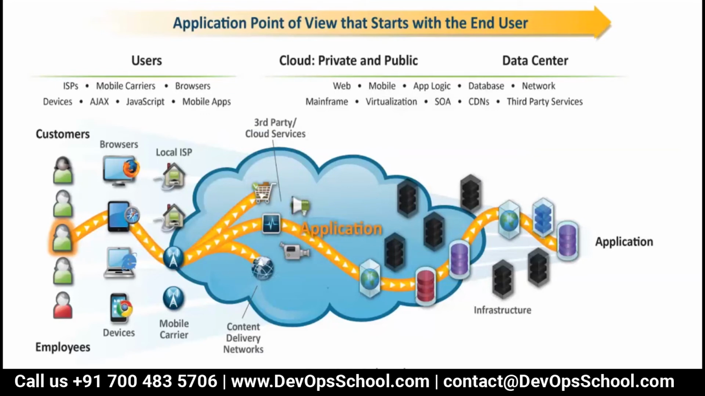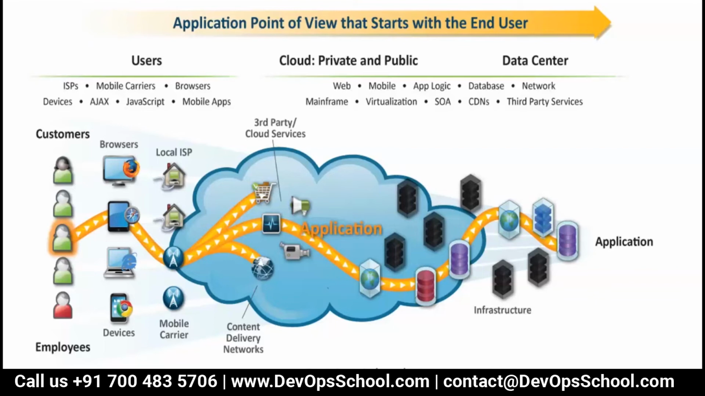So see that the request is coming from different users, maybe using different devices, different browsers, different ISPs. Then they hit different CDNs, different cloud services, different servers, different databases, application servers, database servers, microservices, third-party libraries, and then you reach the application and you get a response.